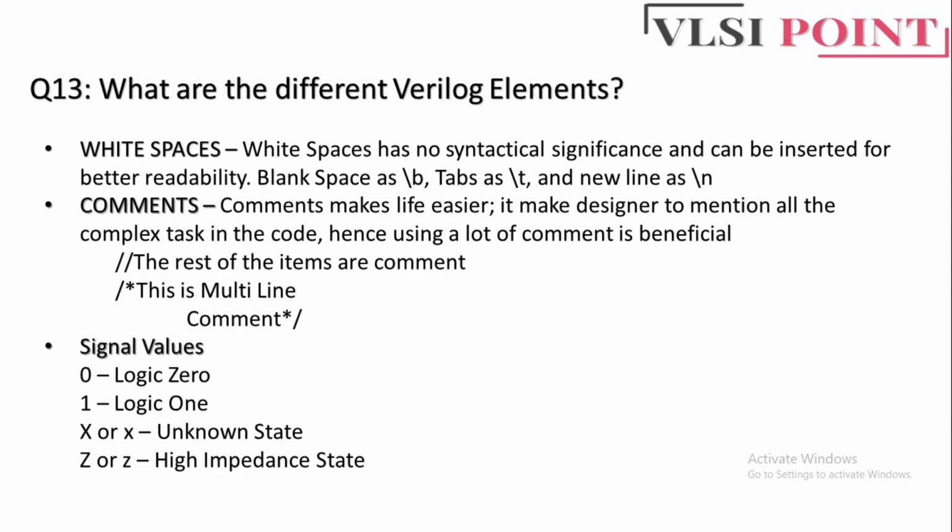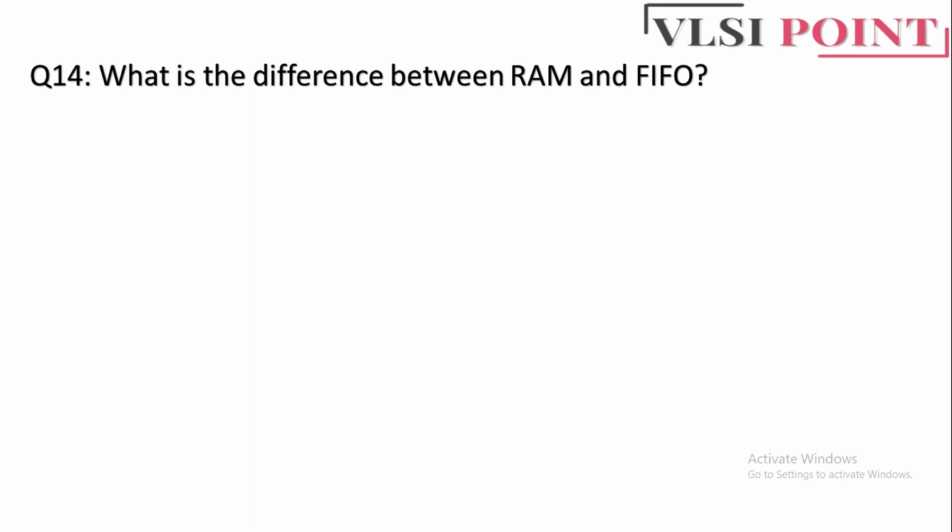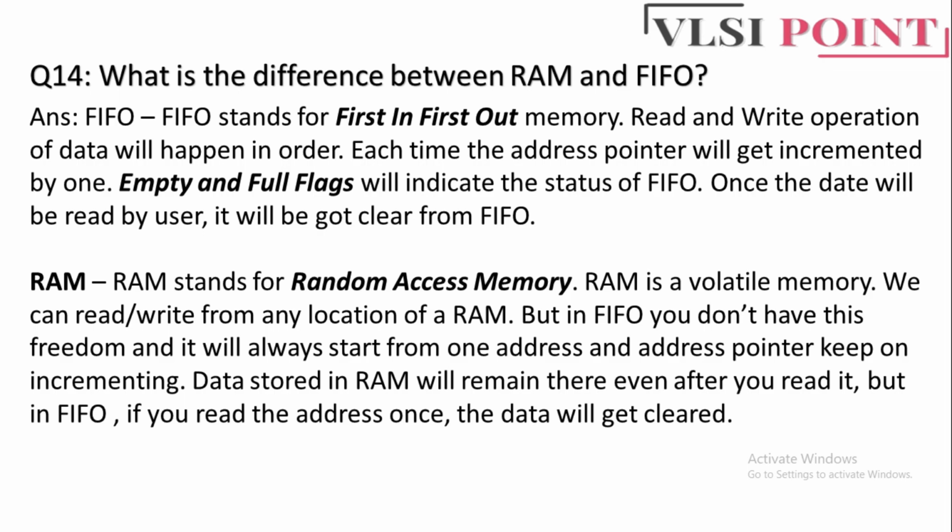Coming to the last question of today's video, what is the difference between RAM and FIFO? RAM is a general purpose memory that allows random access to data, while FIFO is a specialized type of memory that is used to manage the data flow in systems with asynchronous data sources and consumers. RAM is used for the temporary storage of data being processed by a system, while FIFO is used for buffering and queuing data between different parts of a system.